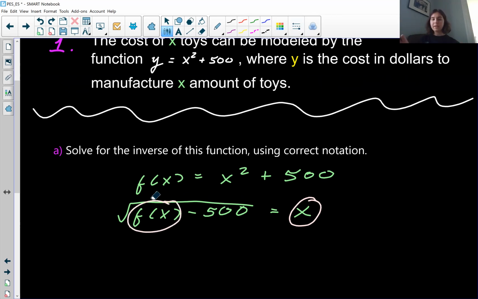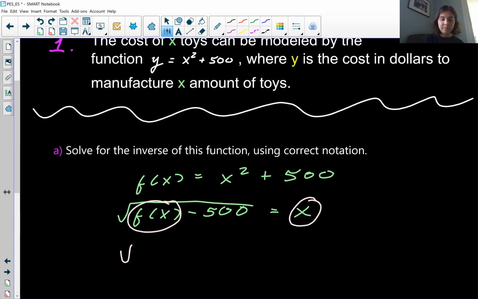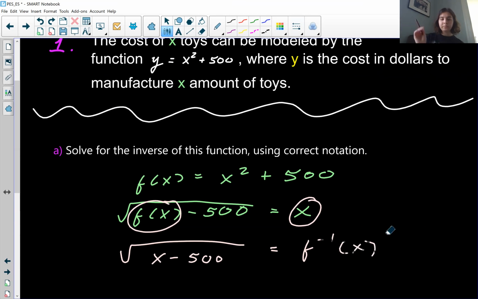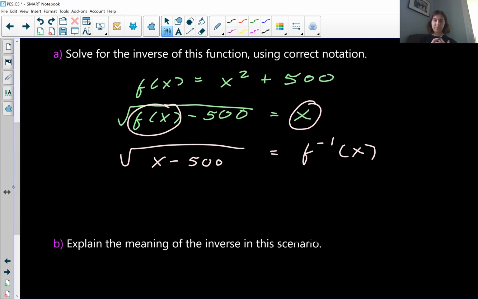But I'm not going to write f of x on the right side because we already have an f of x. I'm going to write it as f of negative 1 of x because that'll show that it's the inverse. So I'm going to switch them. Square root of x minus 500 is going to equal f of negative 1 of x. And that's how I would do that. I see that as a little bit more straightforward versus memorizing switch x and y then solve for y, but you would have gotten the same result if you do it that way. And we did use correct notation, just making sure not to keep f of x, actually include that negative 1.